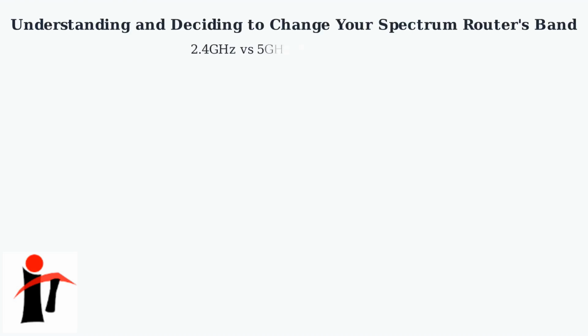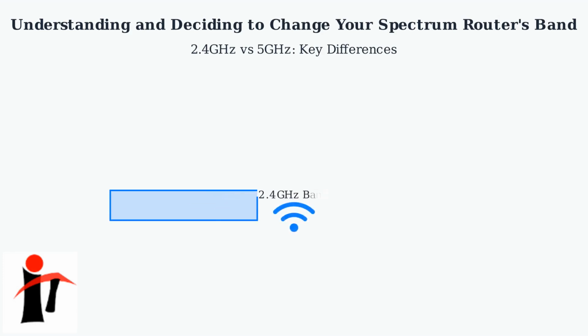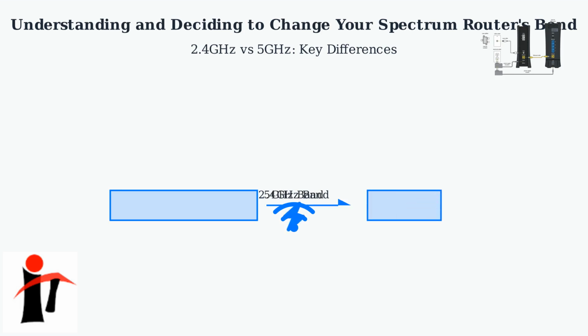Spectrum routers typically operate on both 2.4 GHz and 5 GHz bands. The 2.4 GHz band offers a wider range and better penetration through walls, making it suitable for devices like IoT devices and older gadgets where a stable connection is more important than speed. The 5 GHz band provides faster speeds but has a shorter range and is more susceptible to interference, making it ideal for high bandwidth activities such as streaming and gaming.